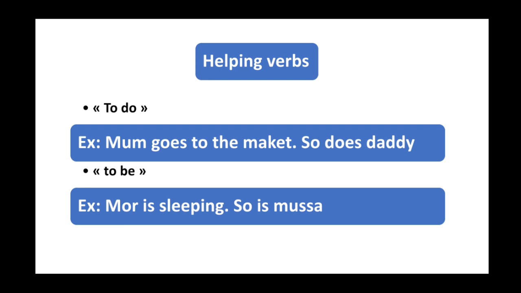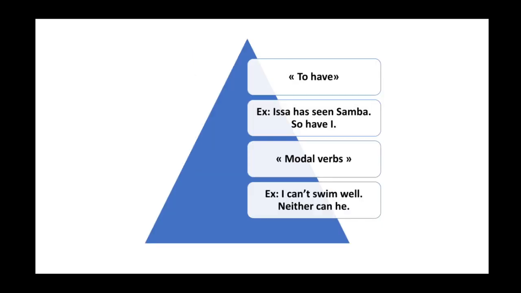And we use to be when we have present continuous, past continuous, passive voice, etc. And this is an example. Moussa is sleeping, so is Musa. But we could say also, Musa is too. It's right.